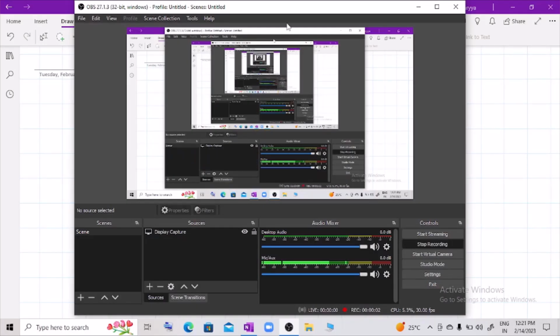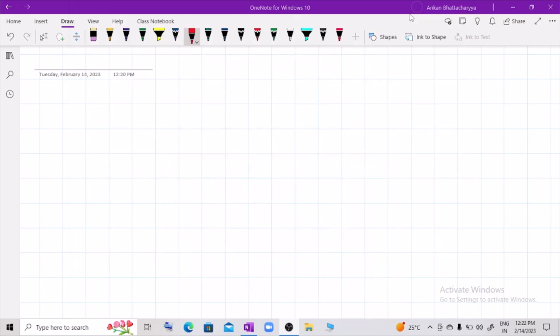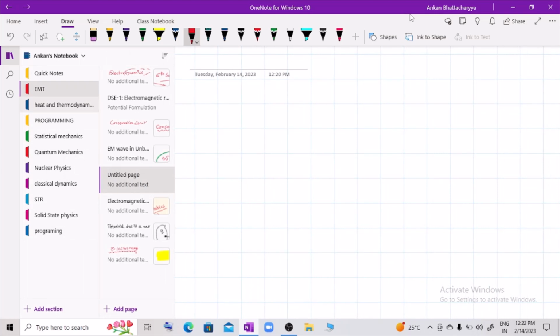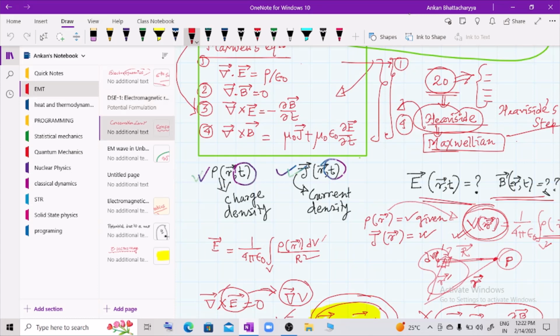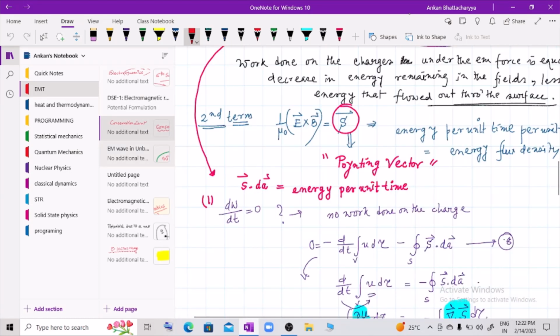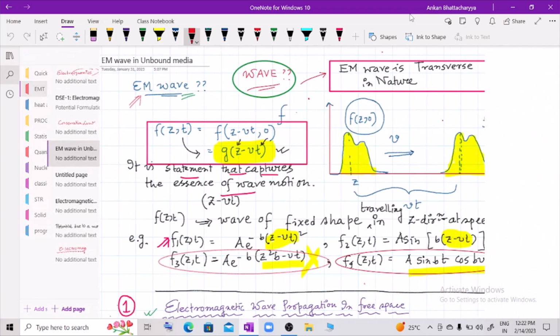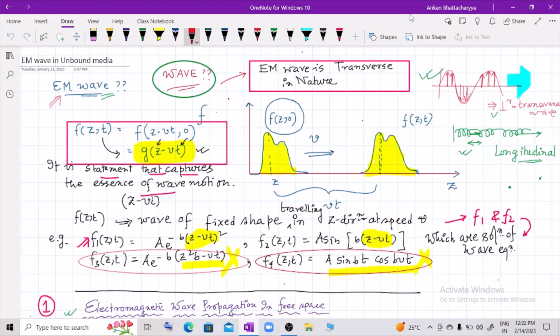So, in the past few lectures, we have discussed the introduction of the electromagnetic theory, the necessity for studying the electromagnetic theory, and the basic principles regarding it. And then we have discussed the potential formulation, the conservation laws, and the electromagnetic wave in unbound medium. While discussing the electromagnetic wave in unbound medium, we first discussed the electromagnetic wave in vacuum.